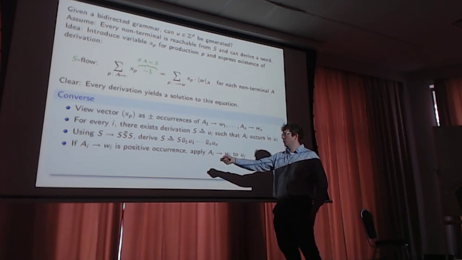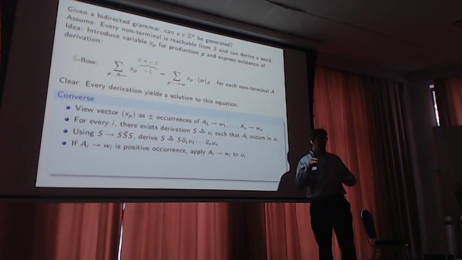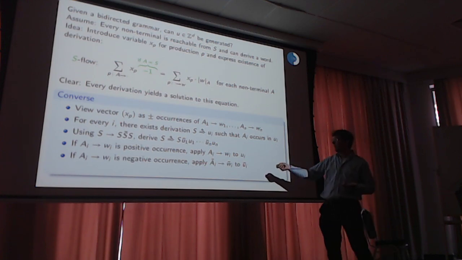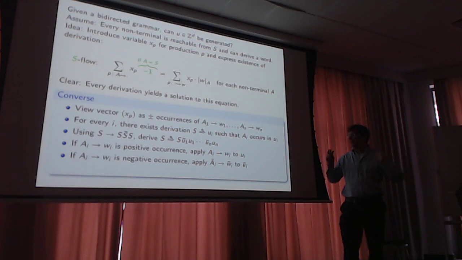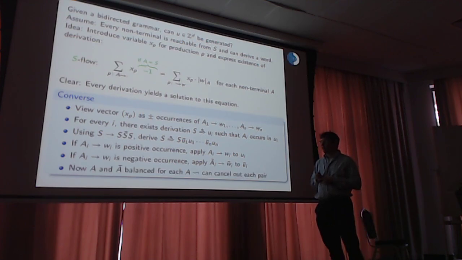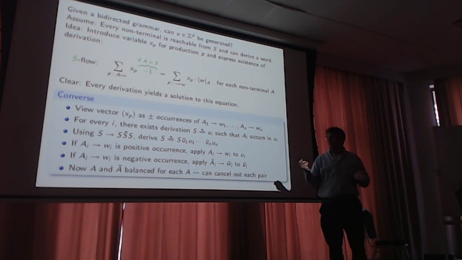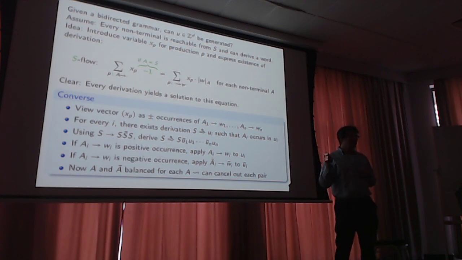If you take a positive occurrence, you can apply it as it is to U_i, because A_i occurs in U_i. If you have a negative occurrence, you apply it to U_i bar. Right? You just apply it. That's all we need. And now you can observe that in the new word that we have, all the occurrences are balanced, because what we applied satisfied the flow condition. And also we have one more occurrence of the S here. So then everything evens out.